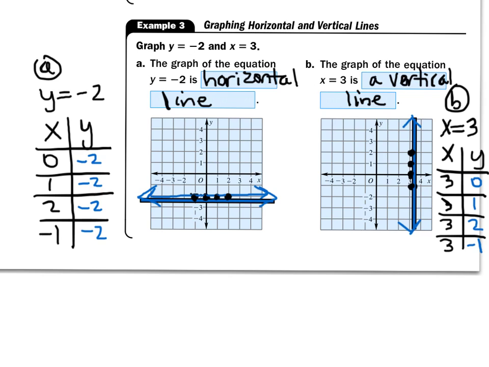Okay, 1, comma, negative 2. Start at the origin. The 1 means go to the right 1. Negative 2 means go down to negative 2 and put a dot. 2, comma, negative 2. Start at the origin, go to the right 2, and then drop down to negative 2 and put a dot. Negative 1, comma, negative 2. Start at the origin, go to the left 1, and then go down 2 and put a dot.